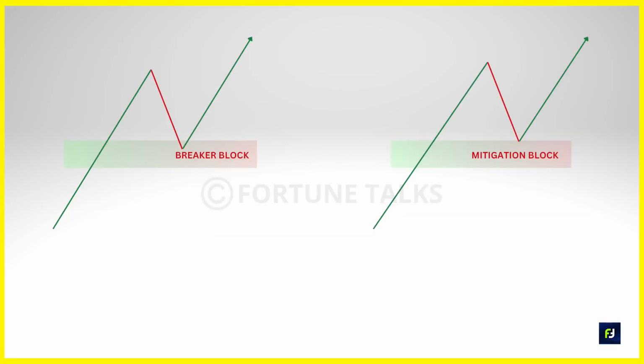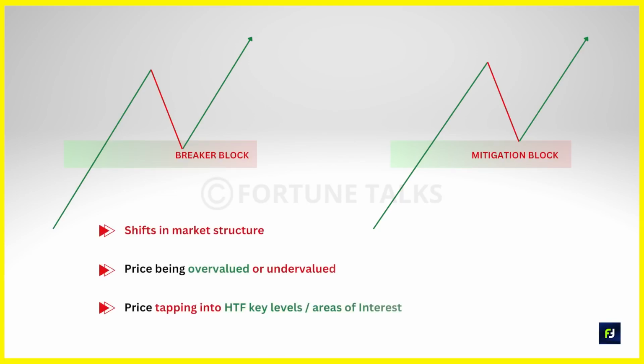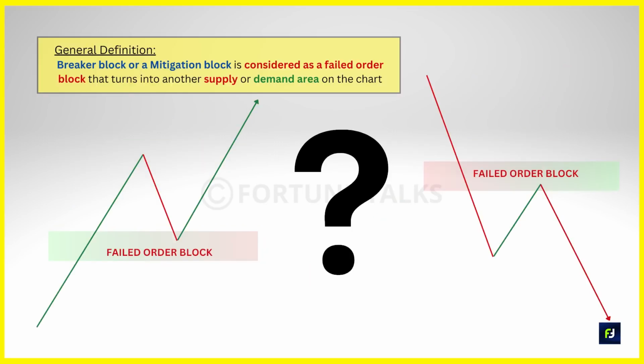The market could ignore an order block's supply and demand for many reasons. These could include a shift in the market structure, price being overvalued or undervalued, price tapping into higher time frame key levels or prices of interest, and there can be many more such reasons. Now, when a valid demand level fails to reject the price, and if the price breaks through, it becomes a supply level. The overall logic is correct, but involving order blocks into the mix is what I cannot digest.